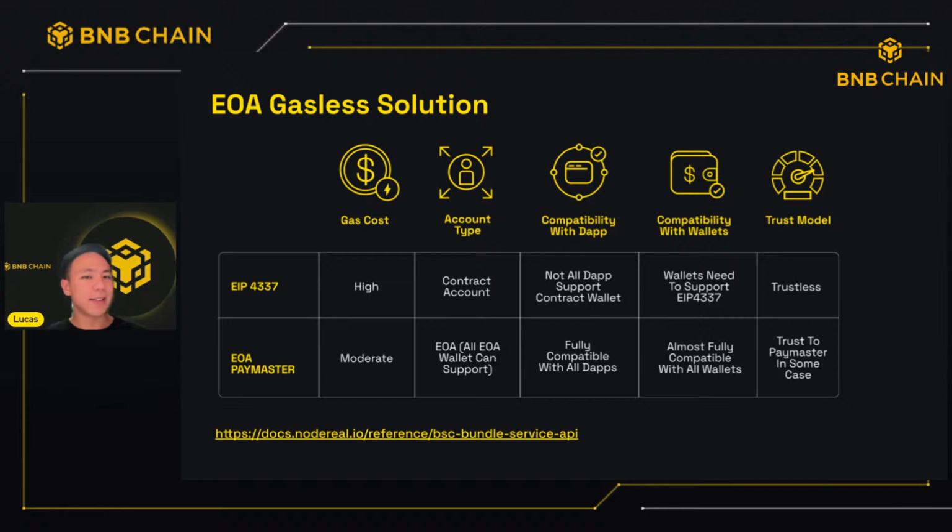For our EOA gasless solution, we are based off EIP 4337. However, we differ in a few ways. Our EOA Paymaster has a lower gas fee, and we are able to integrate with a lot more wallet types and decentralized applications, because you don't need to modify your smart contracts too much in order to work with our Paymaster.